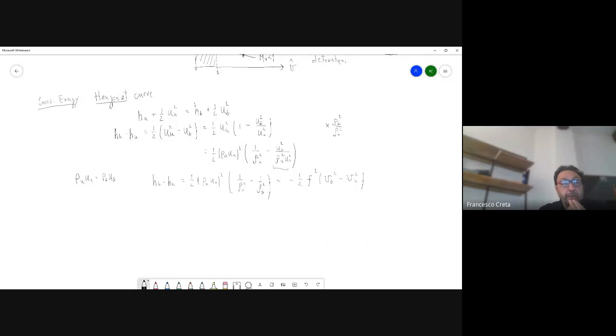In fact, we can write down HB minus HU. We can expand this as minus 1/2 f squared, and then we have VB minus VU, and VB plus VU.